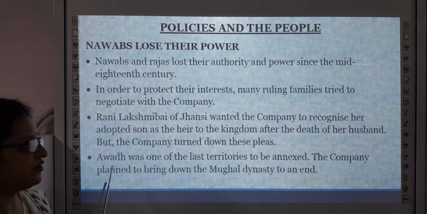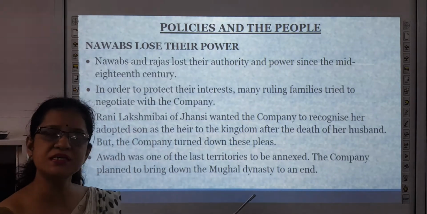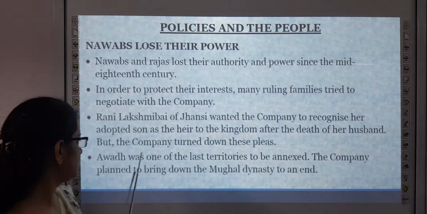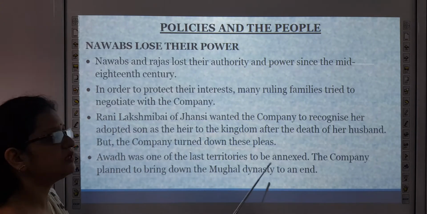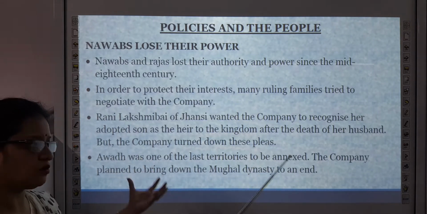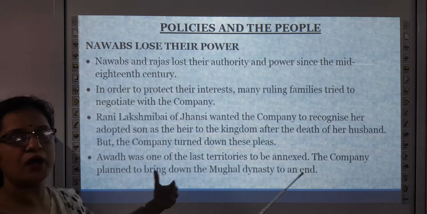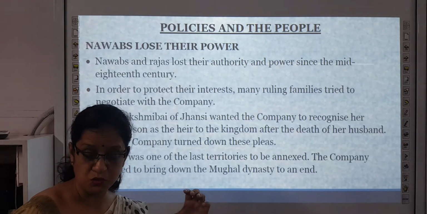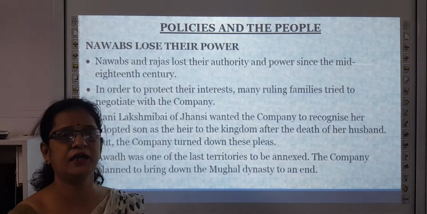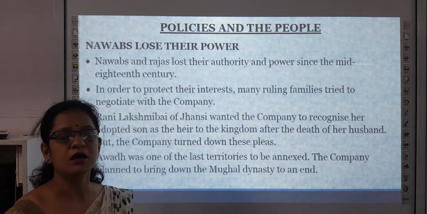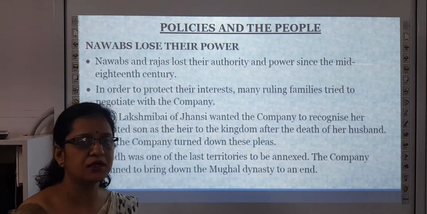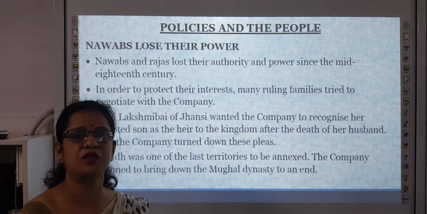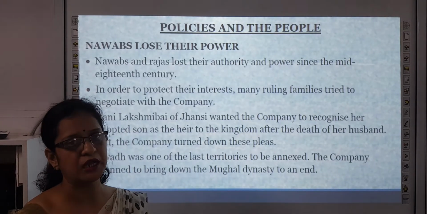The last territory, Awadh, they said was misgoverned, so it should come under the control of the East India Company. Awadh was one of the last territories to be annexed. They were trying to annex Awadh and bring the Mughal dynasty to an end. What did they do for that? They removed the name of the Mughal rulers from the coins minted at that time. And in 1849, Governor General Dalhousie announced that after the death of Bahadur Shah Zafar, his family would be shifted out of the Red Fort and given another place in Delhi to reside.